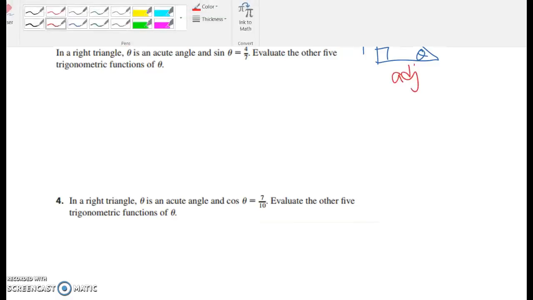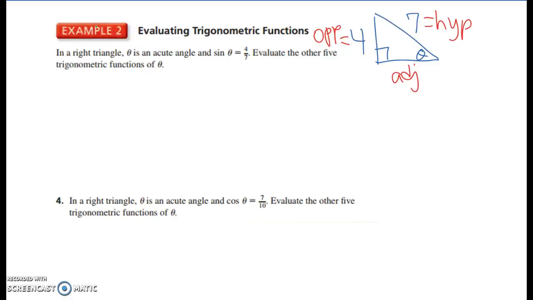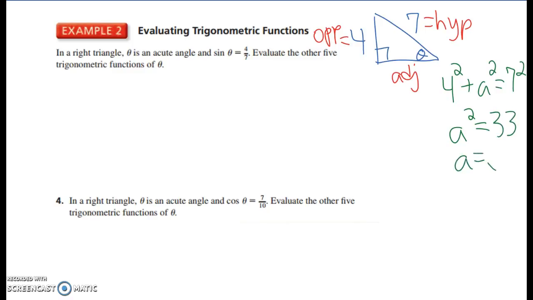And to calculate that, we need to do 4 squared plus adjacent, I'll call it a squared, equals 7 squared. And then we're going to solve that, and we'll get a squared equals 49 minus 16. So that's 33. So a is the square root of 33. That's a nasty decimal, so we're just going to leave it as the square root of 33.